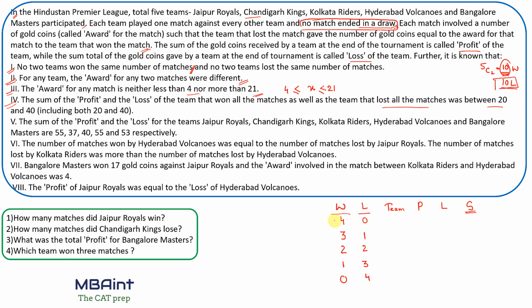The sum of profit and loss for this team and this team would be between 20 and 40, including both. So x is between 40 and this is between 20. So for this team, if we write in terms of y, this would be less than 40 and greater than or equal to 20. Fine.